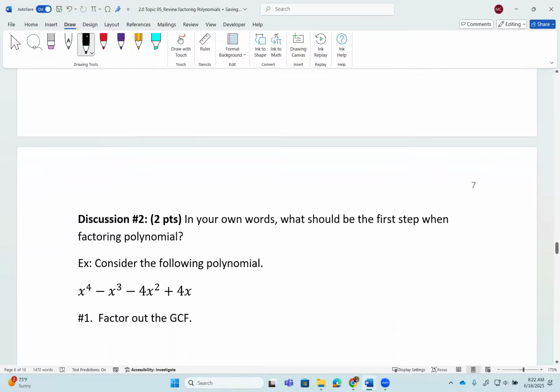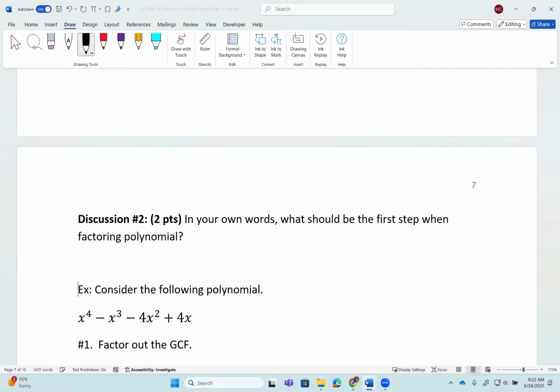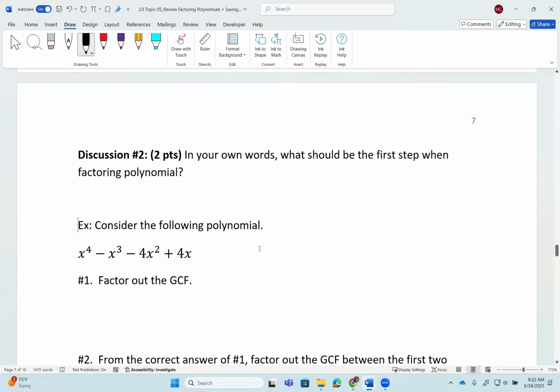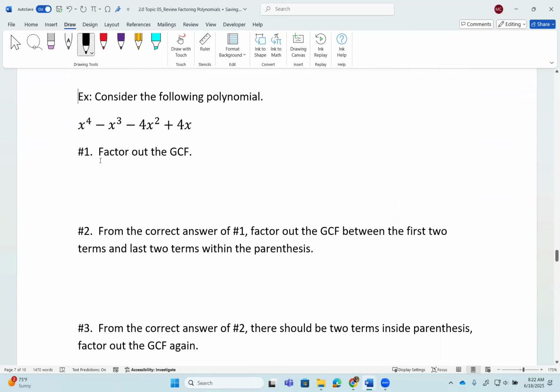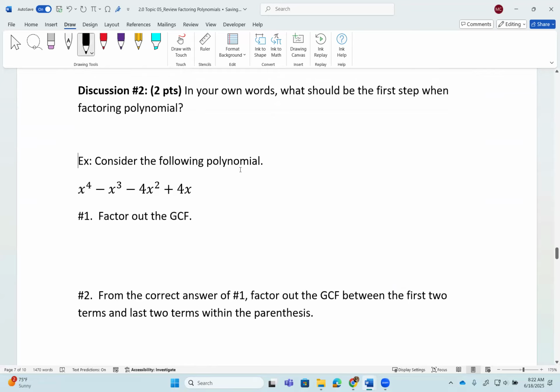In your own words, what should be the first step when factoring polynomials? It should always be factoring out, looking for the greatest common factor. All right, let's try the following example. This example has a lot of different things embedded in it, like a summary of the ones that we already did.